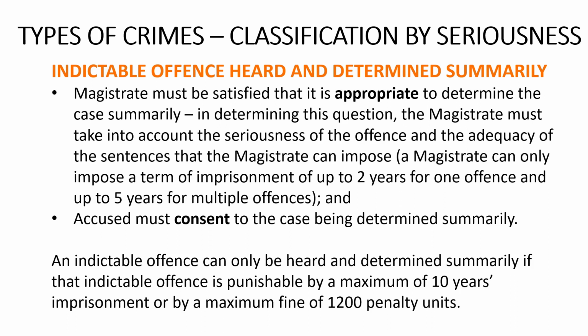So, for example, if the magistrate decides that, should the accused be found guilty of the offence, then an appropriate punishment would be imprisonment for a term of greater than 2 years, let's say 6 years, then the magistrate is likely to decide that it is not appropriate to determine the case summarily. Instead, it would be more appropriate for the case to be determined in the county court or the Supreme Court, where, if the accused is found to be guilty, then the judge can impose a term of imprisonment of 6 years.